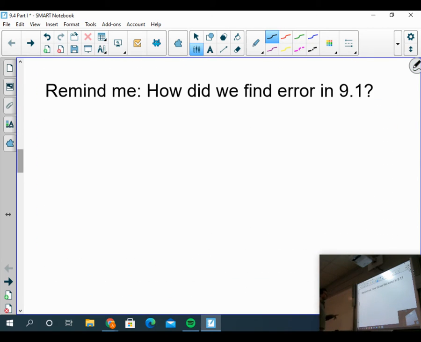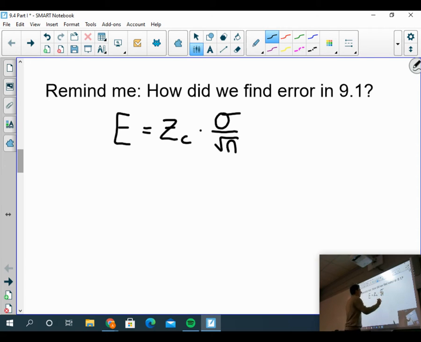And I want you to think back to how did we find error in 9.1? Go ahead and flip in your notes. See if you can find the section where we talked about our margin of error in 9.1, and copy it down. Well, what I hope you found was that in 9.1, we found our error, the value that we added and subtracted to our sample mean to get our confidence interval bounds. We found that error by doing the critical value times the population standard deviation divided by the square root of the sample size. Okay, we had a sample size.